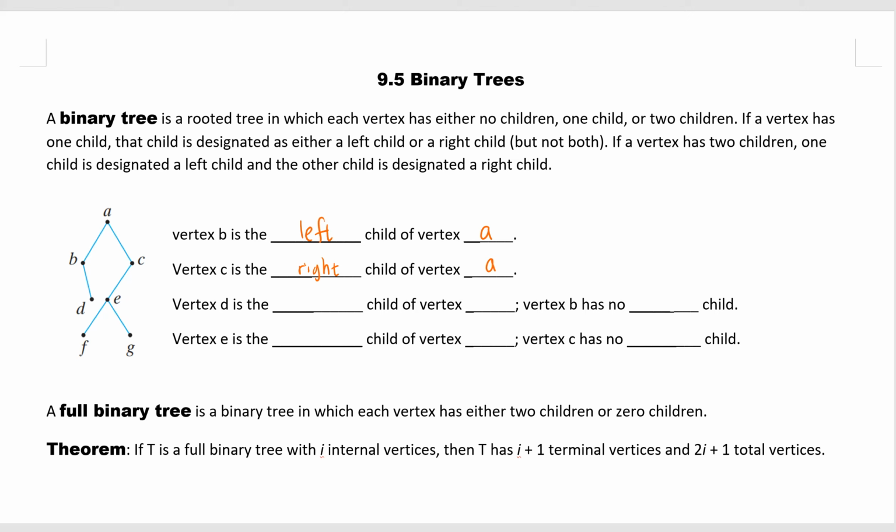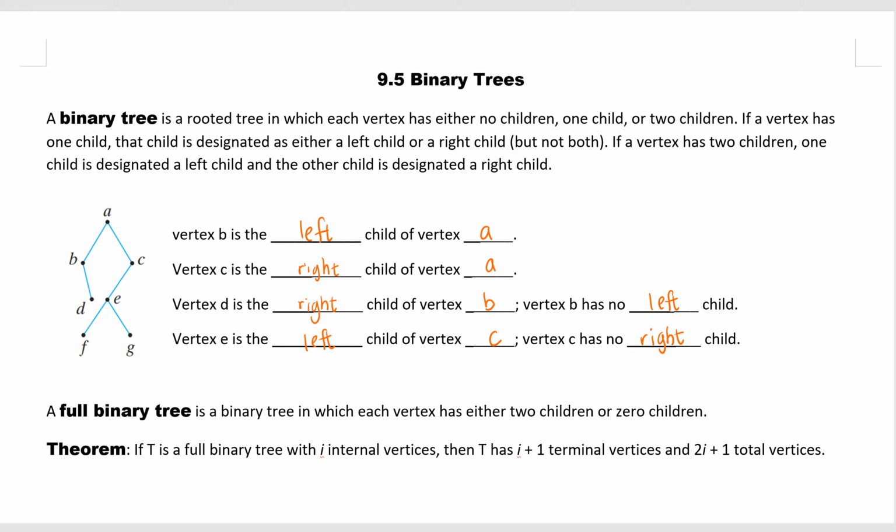Okay, vertex D, you can see here, is on the right side of B. So this is the right child of vertex B, and vertex B has no left child. Vertex E is the left child of vertex C, and vertex C has no right child. So far, so good, everybody?